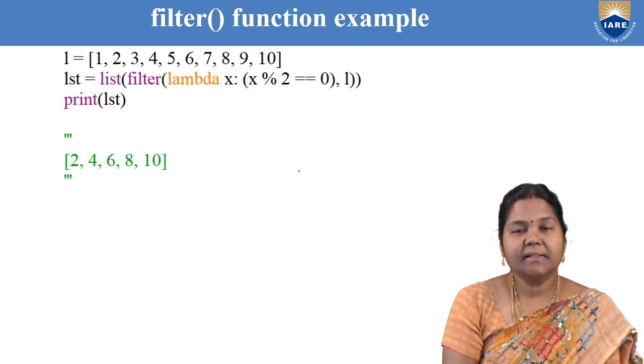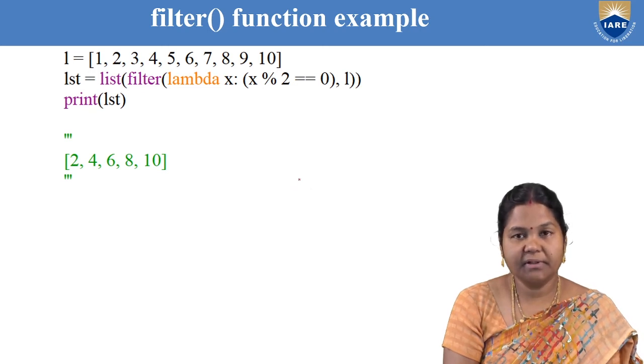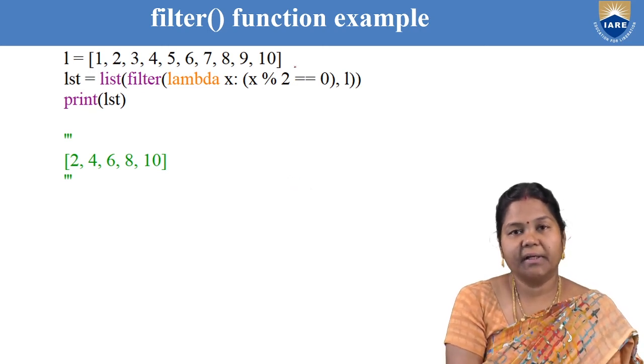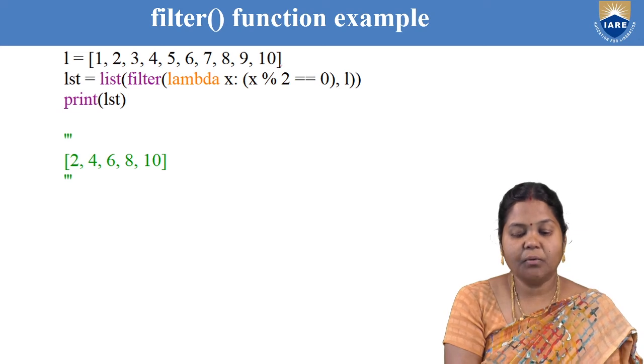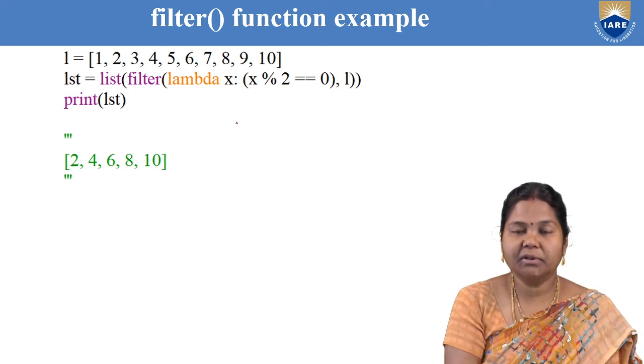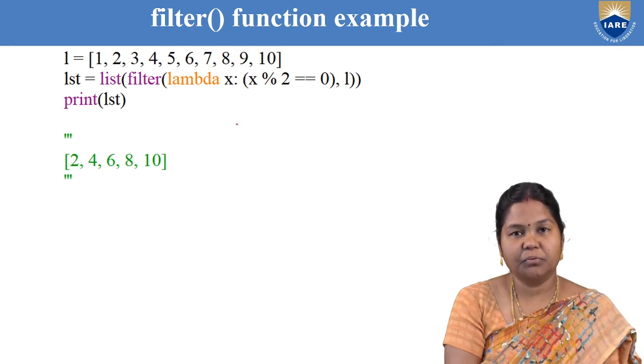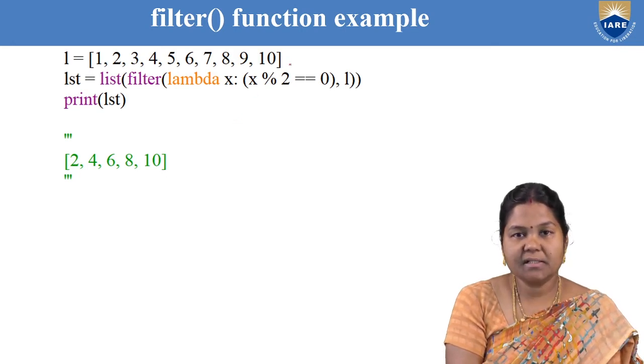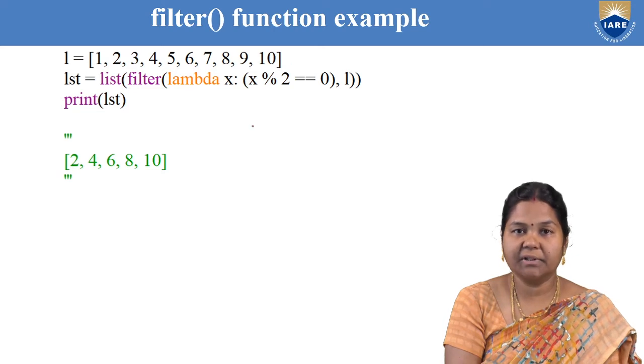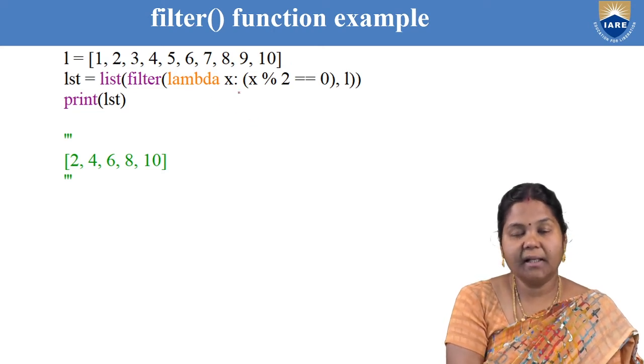Now let us take one more example on the filter function. Initially we have taken a list. L is the list. Now we have applied over here a lambda or anonymous function. Let us see how it works. We have taken a list of elements, 1 to 10, and now we are writing a lambda function.